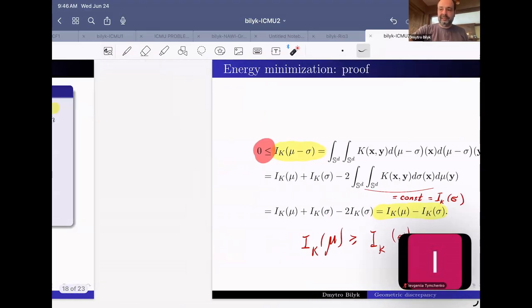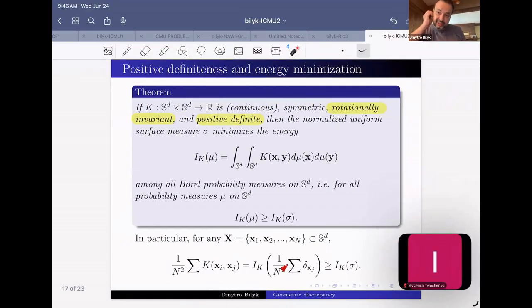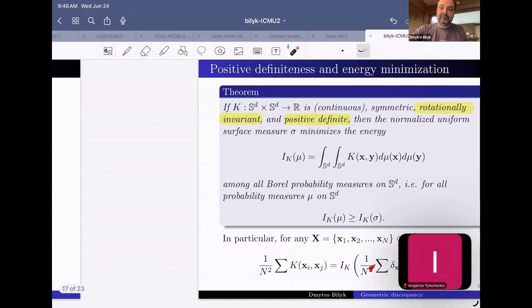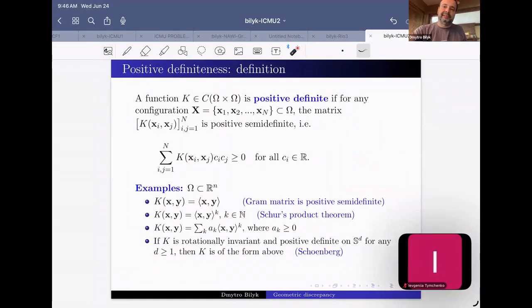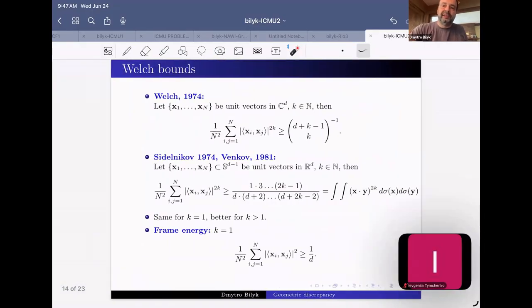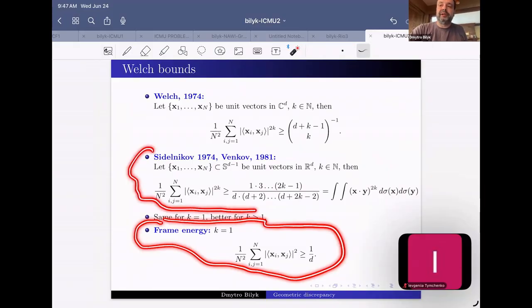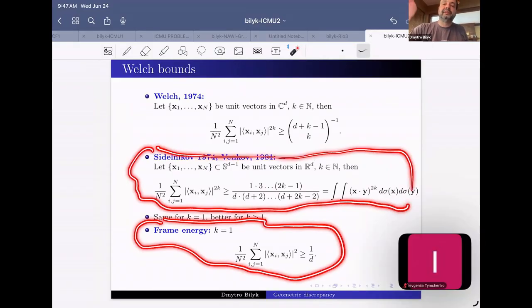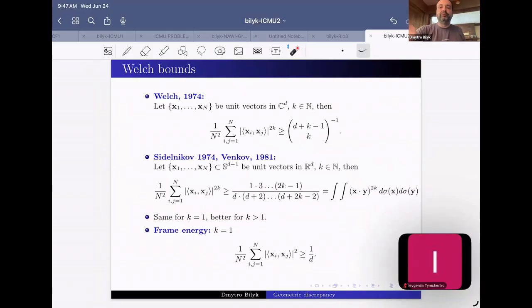So we've proved this theorem. And this theorem in particular, using the examples of positive definite functions we have, actually proves both the frame energy and Sidelnikov's bound right away. So we've proved these inequalities here. It's very easy to compute that the integral is 1 over d in the case of the squares. It's a very good elementary high school problem.